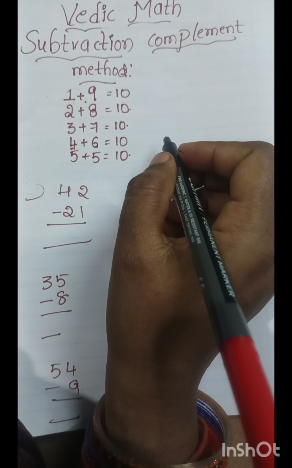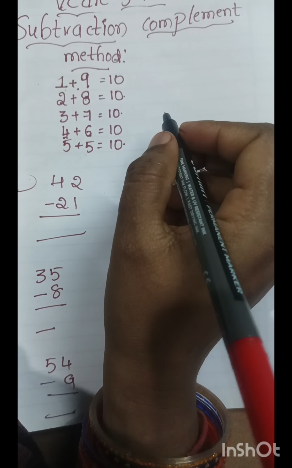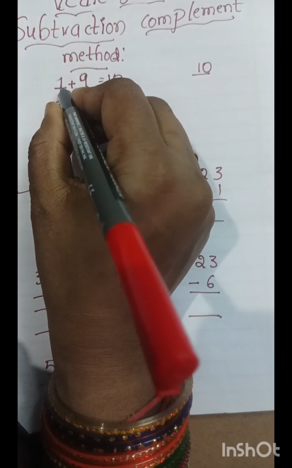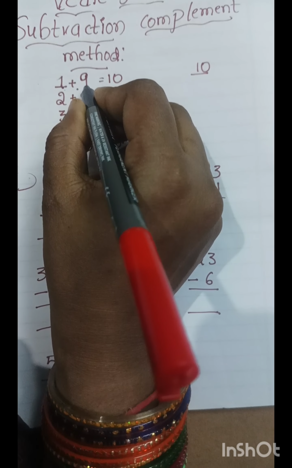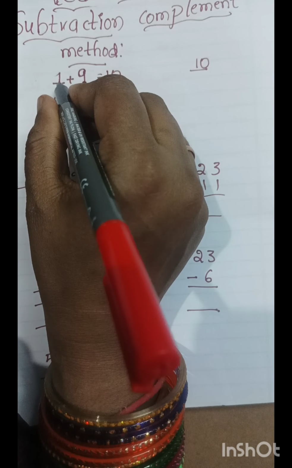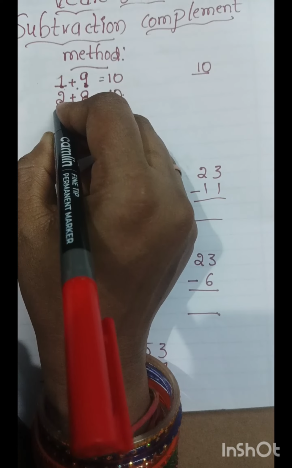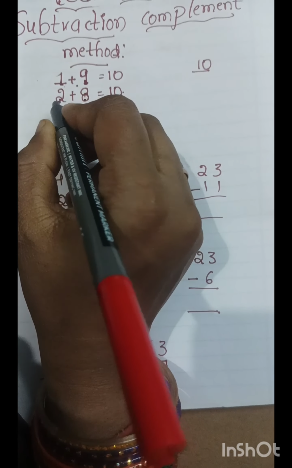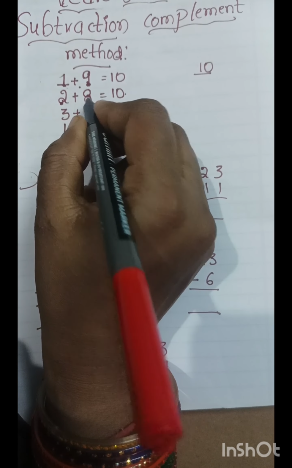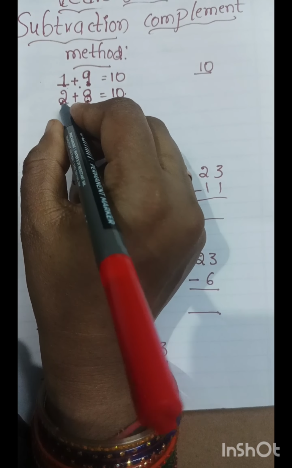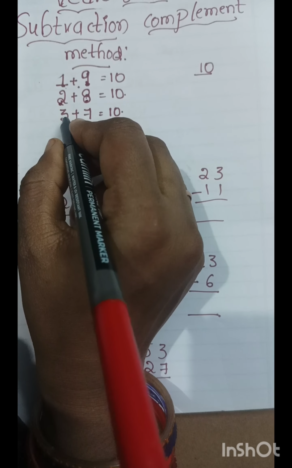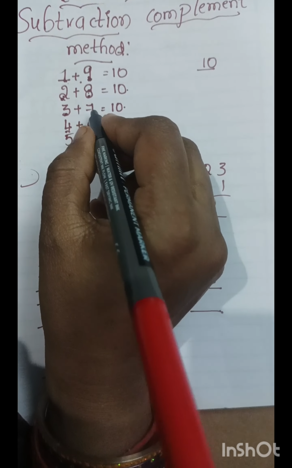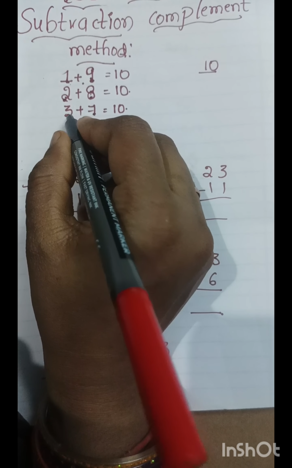In these complements, we can do another one also. How many fingers do we have? 10 fingers. If you close one finger, how many fingers are open? 9 fingers. So the complement for 1 is 9. If you close 2 fingers, 8 are open. So the complement for 2 is 8 and the complement for 8 is 2. If you close 3 fingers, 7 are open. The complement for 3 is 7 and for 7 is 3 only.